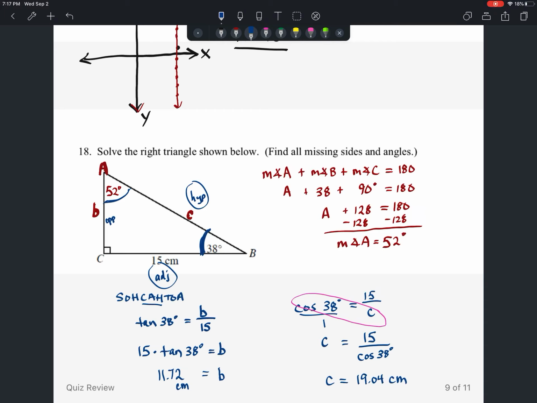I don't know what the answers were on the answer sheet. It may be rounded to a different number of decimal places, but you get the gist of it as long as you understand how to do it. Cool. All right.